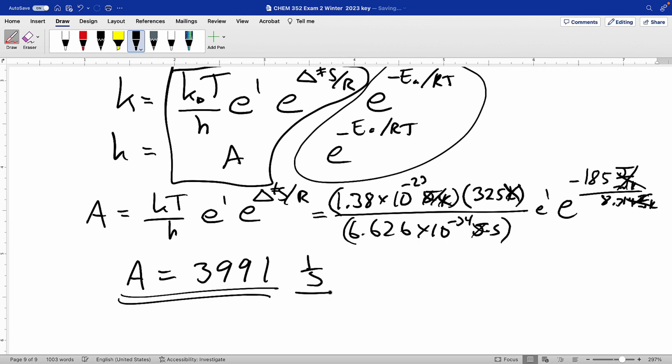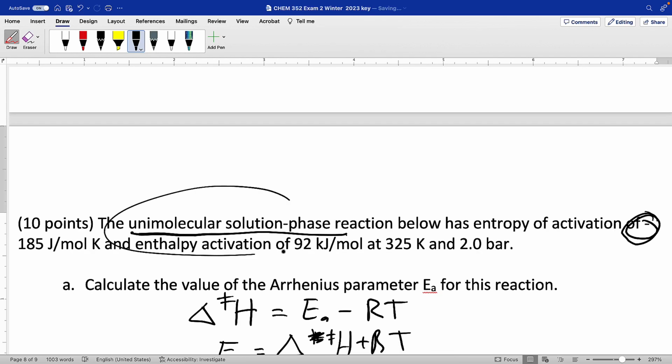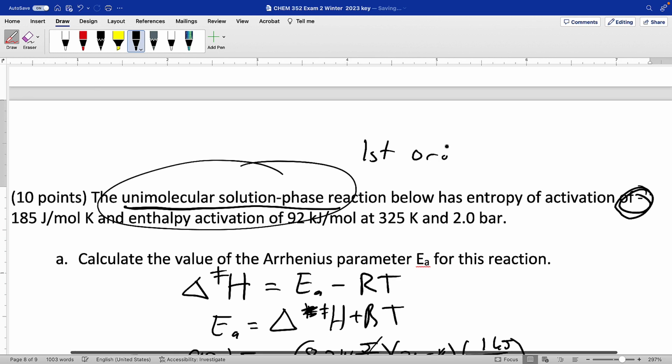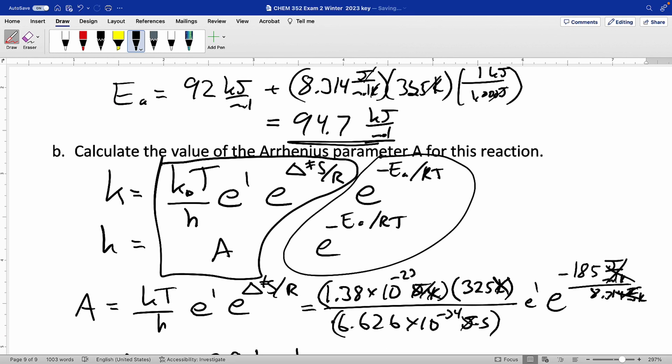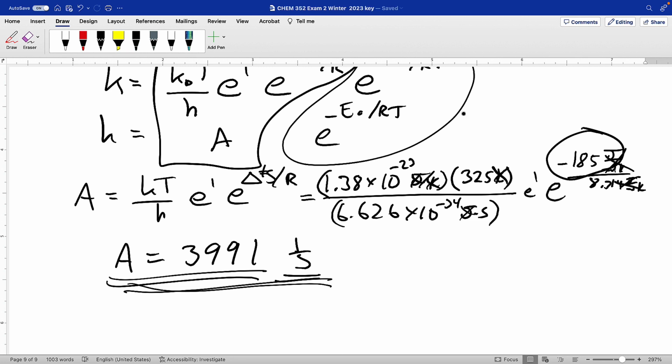And notice we did see that these units make sense for the reaction because the reaction was unimolecular solution phase, so we know it has to be first order, and if it's first order, it has to have units of reciprocal second. So the Arrhenius pre-exponential factor is here. And we can see that because our activation entropy was so negative, we ended up with a pretty small Arrhenius pre-exponential factor. That's the end of the key for exam 2.